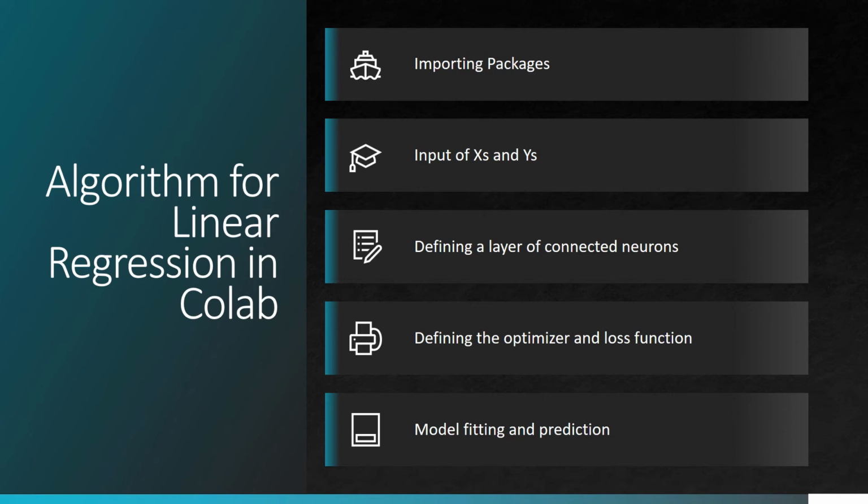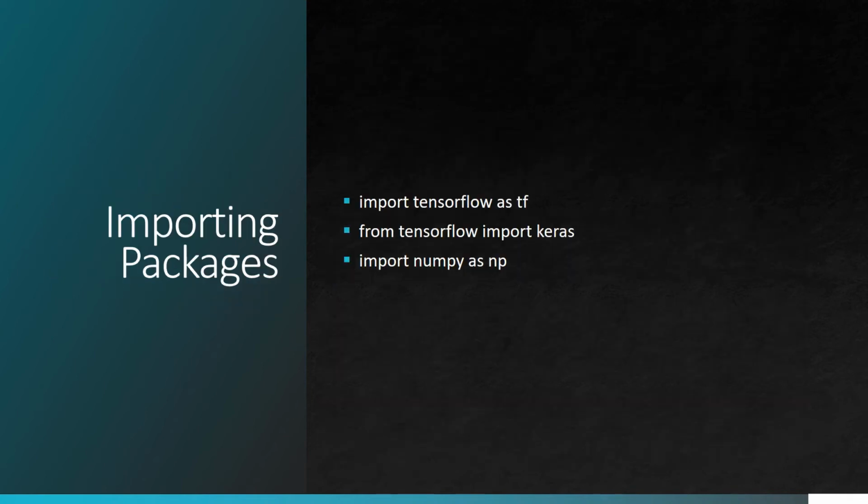Once the inputs of x and y are given, then we have to define a layer of connected neurons. In this case we will be using a single neuron to train our model, and after defining the layer of connected neurons we will be defining the optimizer and loss function. Finally the model fitting will be done and the prediction will be done based on the model that has been trained.